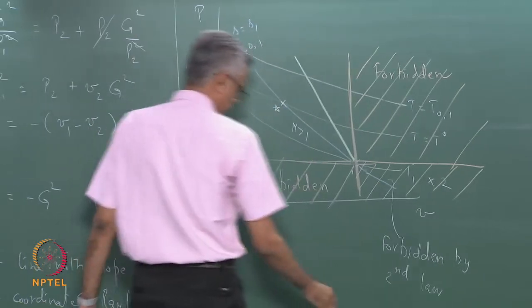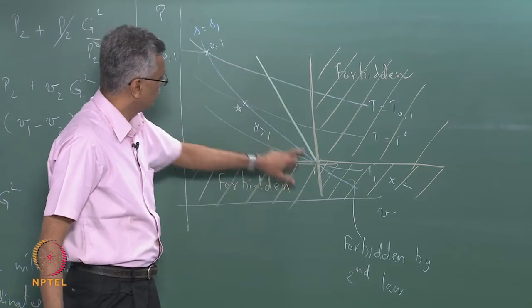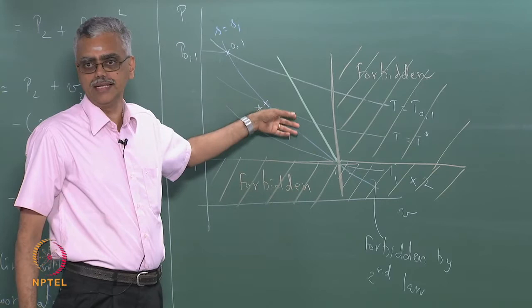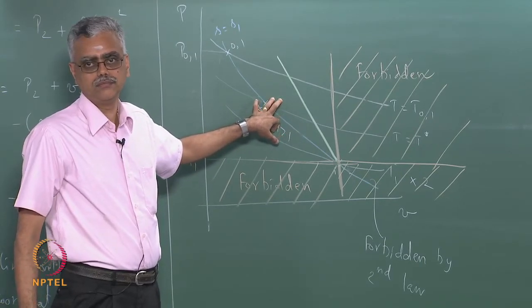So this is a line with slope minus G squared. So starting from this, state 2 must lie somewhere along this line. We do not know where it has to lie, we will determine that next. So this is the Rayleigh line, okay.